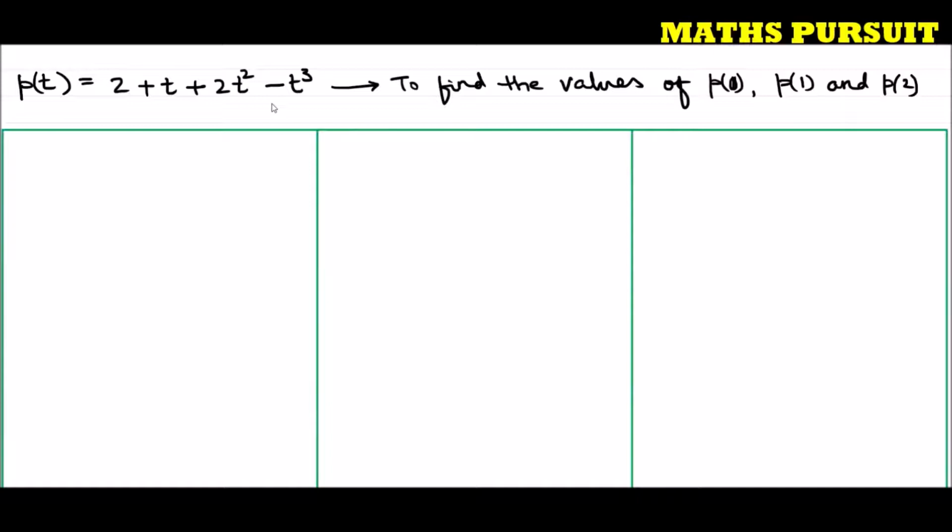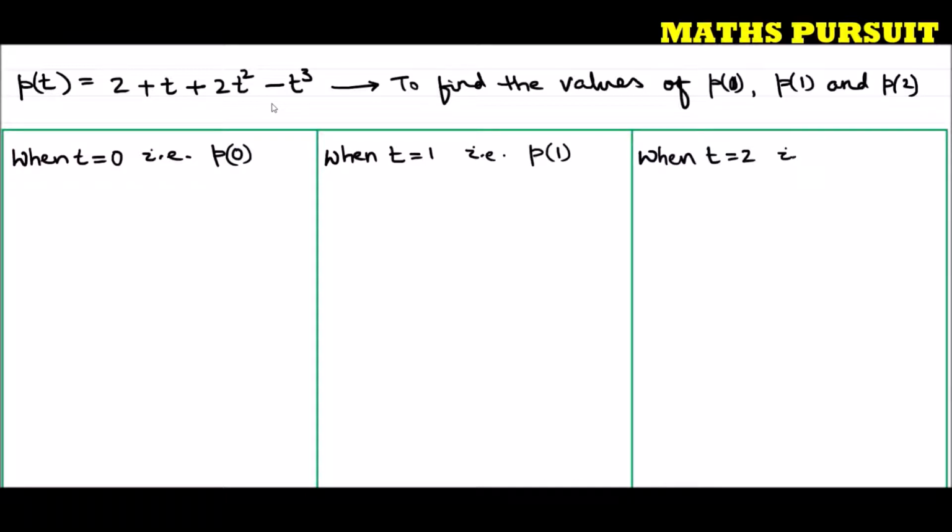Now, the first column we are going to show for P(0). That means when t is equal to 0, that is P(0). Now, the second column, when t is equal to 1, that means we are doing for P(1). And the third column, when t is equal to 2, that means we will be working out for P(2). This is what we are going to work out.